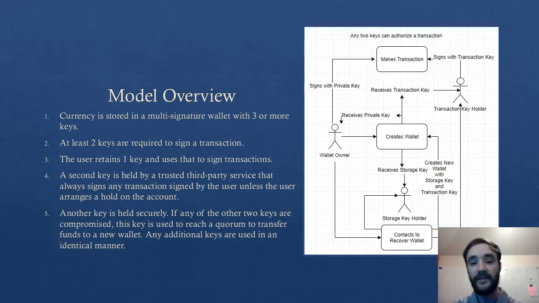So as I was saying, this is an overview of what the model looks like. We have currency stored in a multi-signature wallet with 3 or more keys, with at least 2 keys used to sign a transaction. A user retains 1 key and uses that to sign the transaction. A second key is held by a trusted third-party service that signs any transaction signed by the user, potentially in addition to some kind of analytics to check for fraud, and another key is held securely. So a user will contact these 2 services if their key is lost or stolen, to create a new wallet with the funds transferred into that wallet, and they will continue to make transactions using the transaction key as per normal.